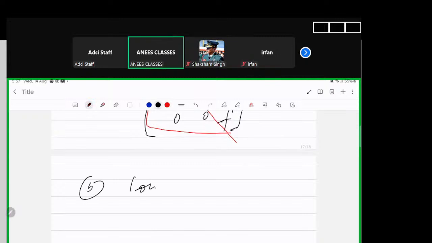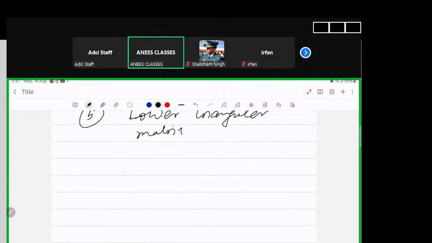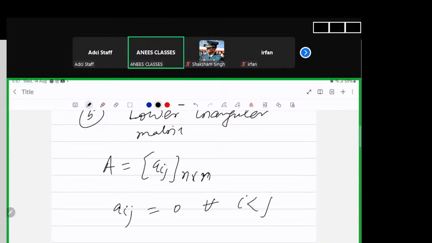Now lower triangular matrix. Lower triangular matrix: n cross n. Here Aij is 0 for all i less than j.